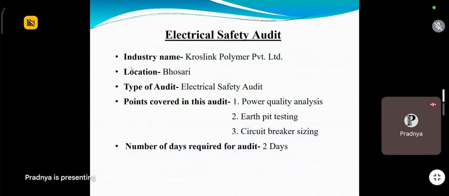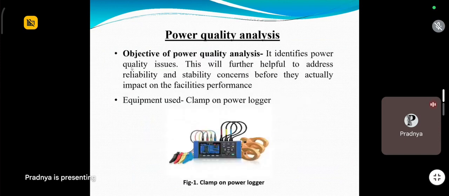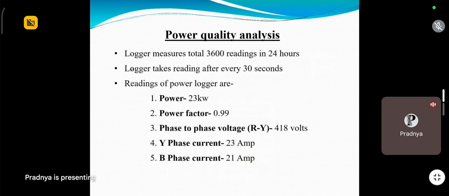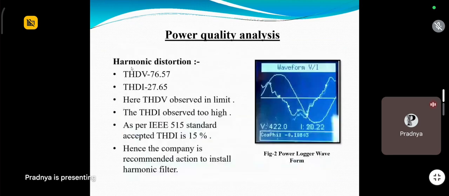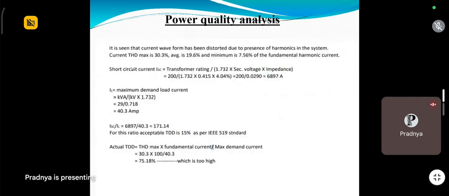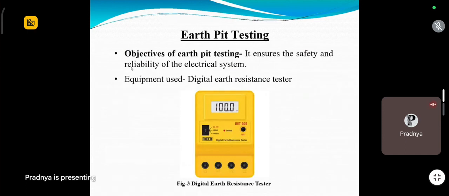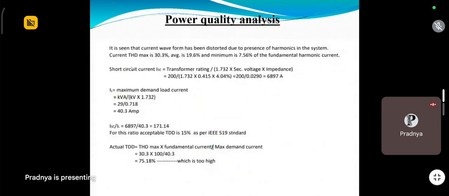First, we did the electrical safety audit in Crosslink Polymer Private Limited Company. Under this, we conducted three aspects: power quality analysis, earthing testing, and circuit breaker sizing. In power quality analysis, we used a power clamp-on power logger. We observed that the total harmonic distortion is too high than the permissible limit, which is more than the 50% limit. A few calculations were taken with reference to the standard rated transformer rating, and we suggested they install a current filter.